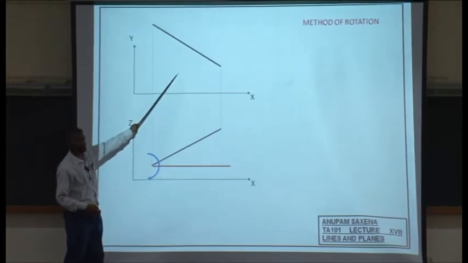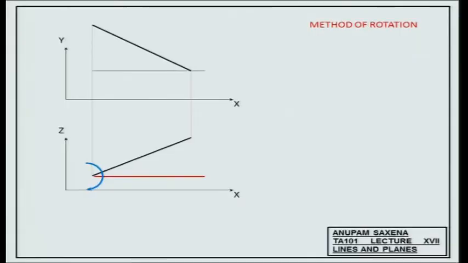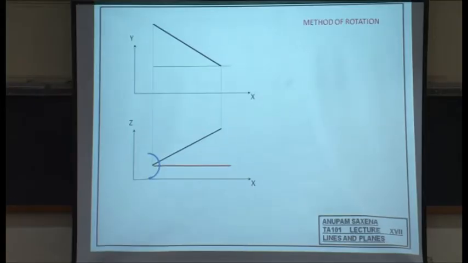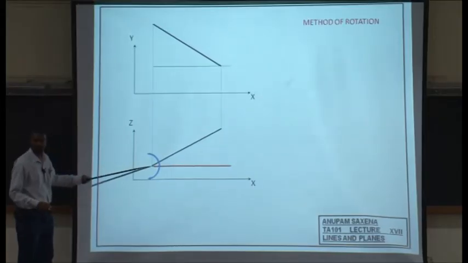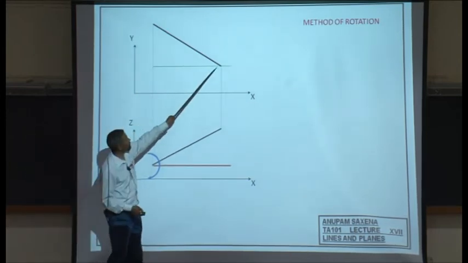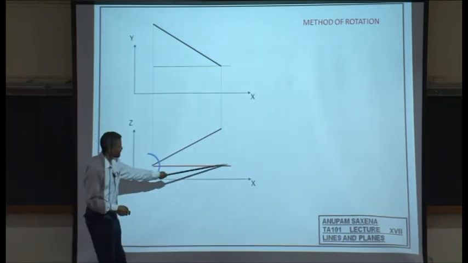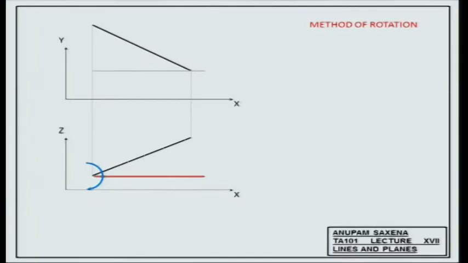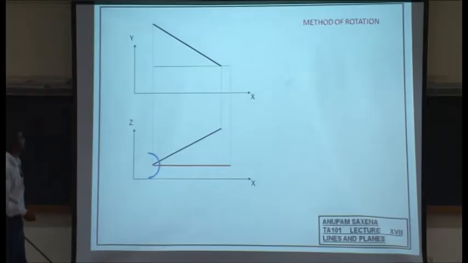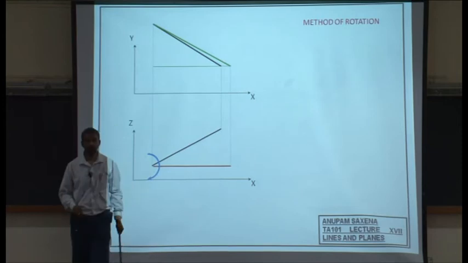What would happen to the y coordinate here? No change. I am rotating the line about this point, so this point remains fixed in space. The y coordinate of this line does not change. I already have this point located over here. I take its projection, this would give me the true length of a line.